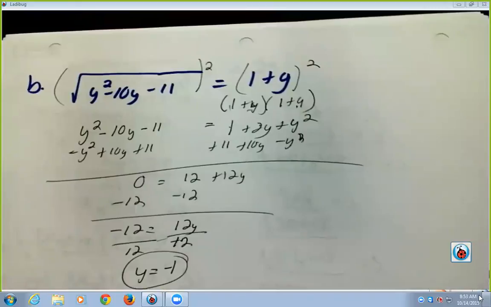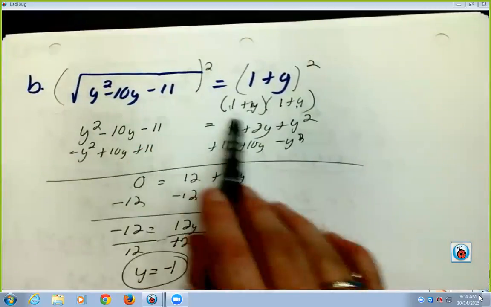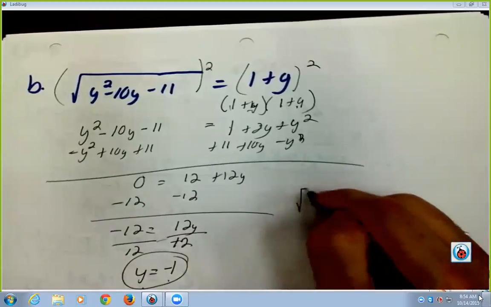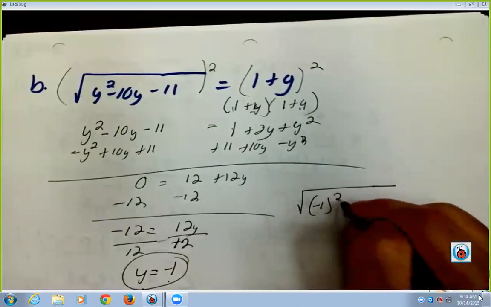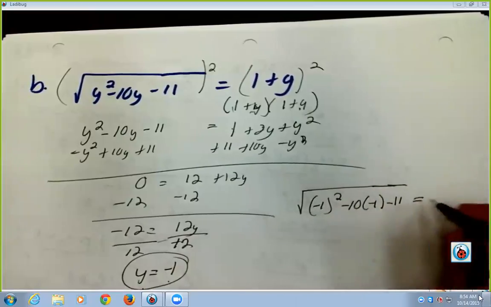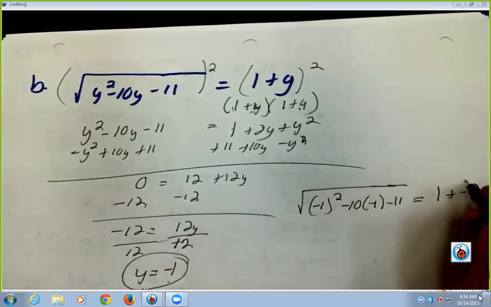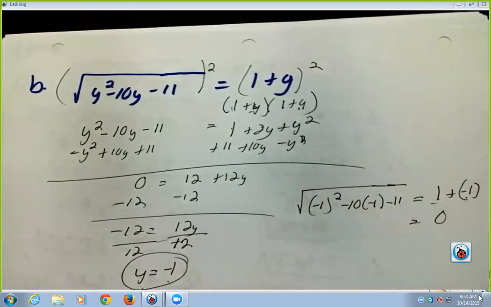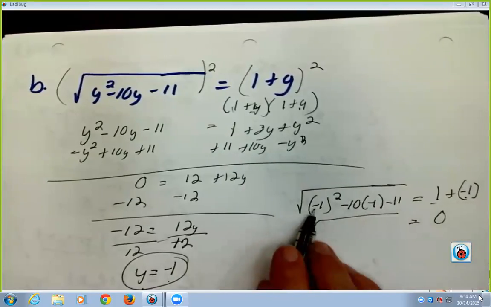So far, so good? So all your algebra skills, clear back from basic algebra, are all kind of in these problems because you've got squaring you're doing, you're multiplying stuff, you're solving for y, you're taking your answer, substitution, because square root of negative 1, 10 times 1 plus 11, is that equal 1 plus negative 1?